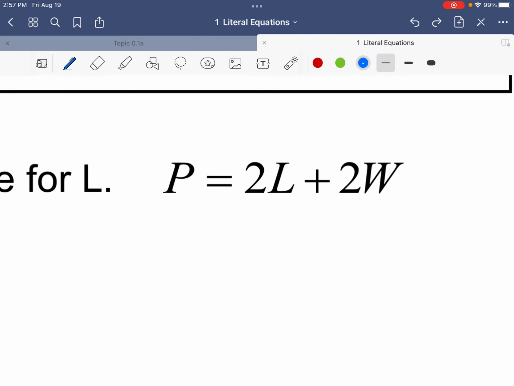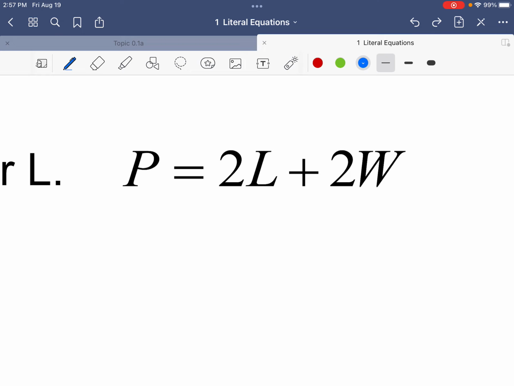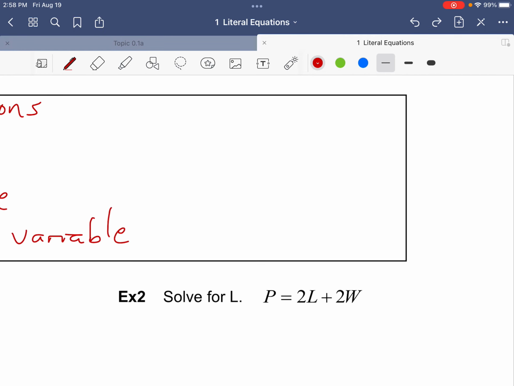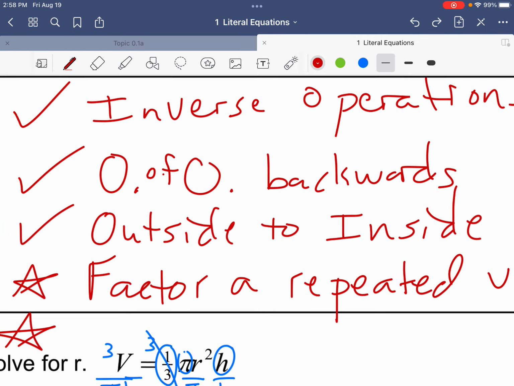Here's a literal equation. You might recognize it as the perimeter of a rectangle. This is a classic equation that contains, obviously, addition, but it also contains multiplication. And so we want to make sure that we follow the correct order of operations. You remember what we said about the order of operations? You actually do them backwards.